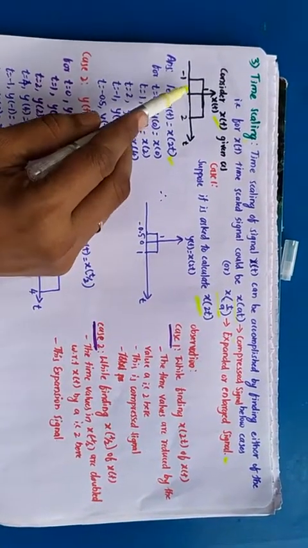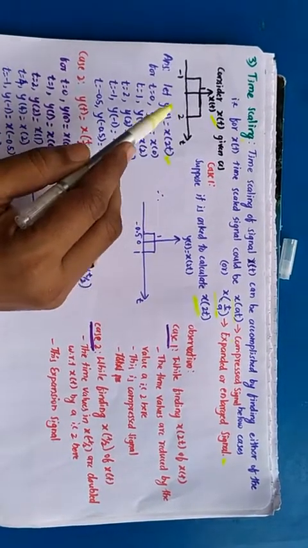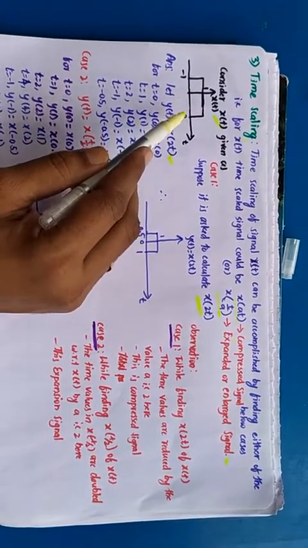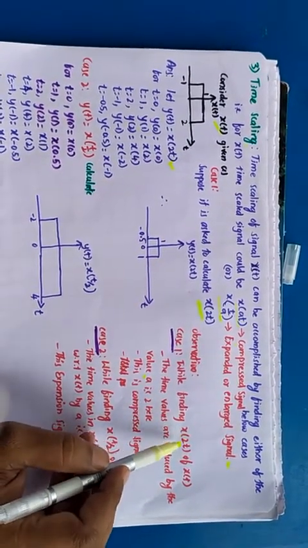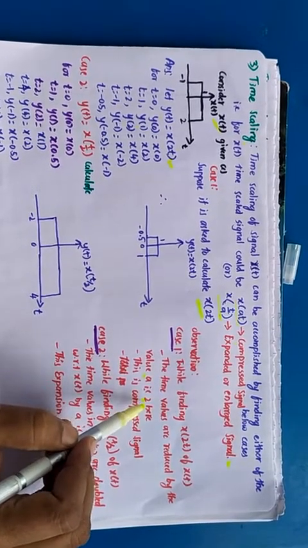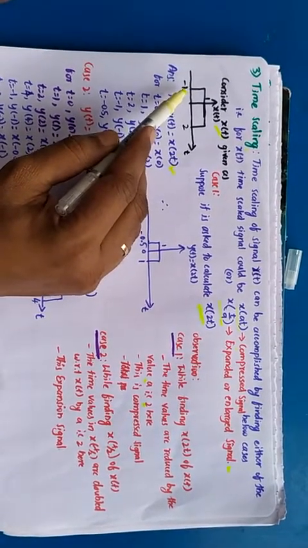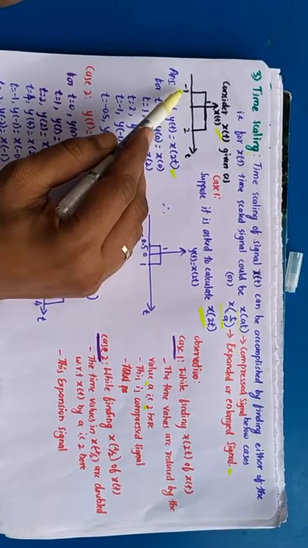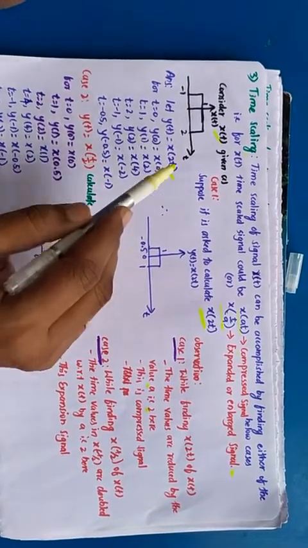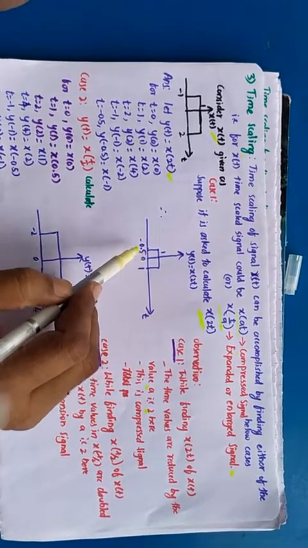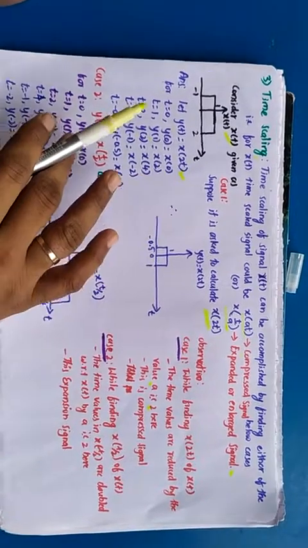So whatever the values of time were there in this original signal, their value is reduced, that is divided by the value of a. In this case x of 2t, the value of a is 2, so what does it mean? Every value of t we have to divide by 2. So -1 becomes -0.5, and 2 becomes 1. So that is what we have: the original signal has become compressed.